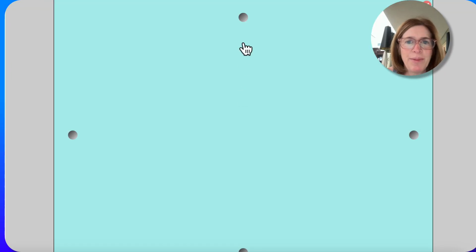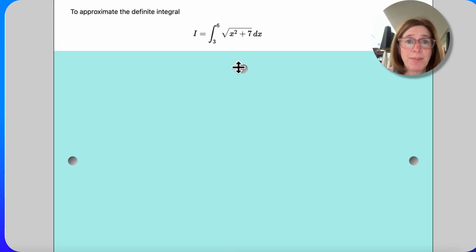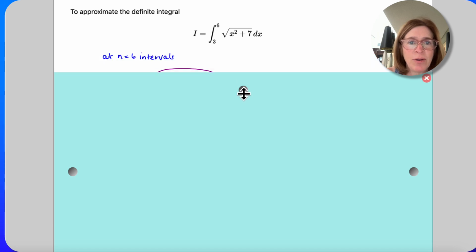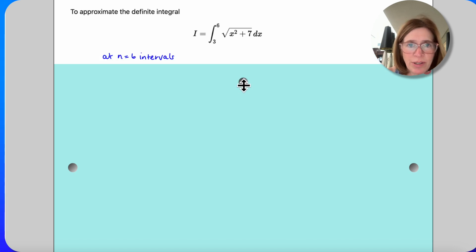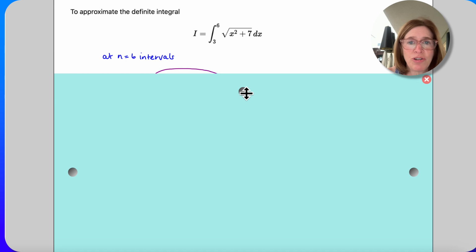Hi, so today I'm going to be approximating the definite integral from 3 to 6 of the square root of x squared plus 7 dx. But the question asked you to use 6 intervals and to use the trapezoidal rule.